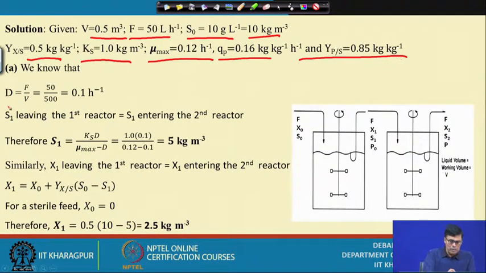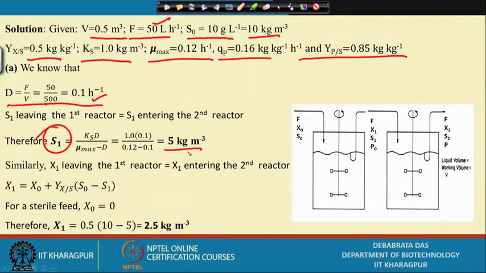Now, what is the dilution rate? I can write this is the flow rate 50 liter per hour and 500 liter. So, 0.1 is the dilution rate. From that we can easily find out the S1 value. S1 value is equal to Ks into D divided by mu max minus D. So, this is 5 kg per cubic meter.